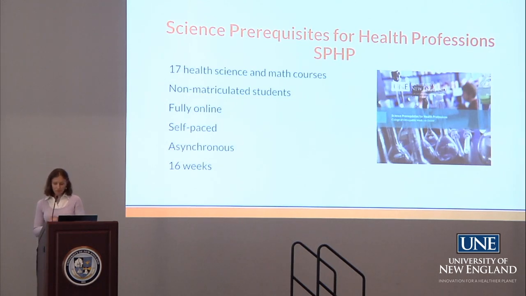The science prerequisites for health professions courses, also known as SPHP, will be the focus of this talk. SPHP offers students a fully online option to complete science prerequisites needed for a graduate health profession application or medical school application. These students are non-matriculated. Most are enrolled at other universities, and typically they need 1 to 2 courses. SPHP courses are self-paced, asynchronous, and are designed to be completed in 16 weeks. Average completion time is between 10 to 14 weeks.